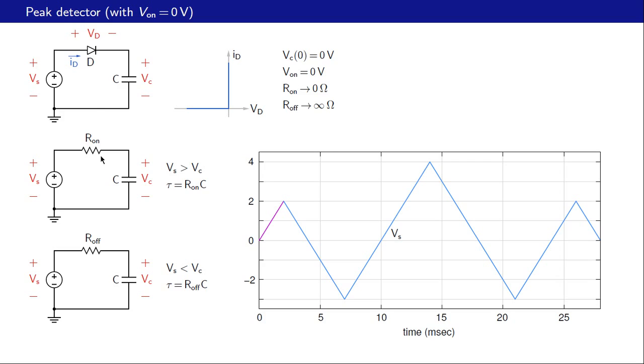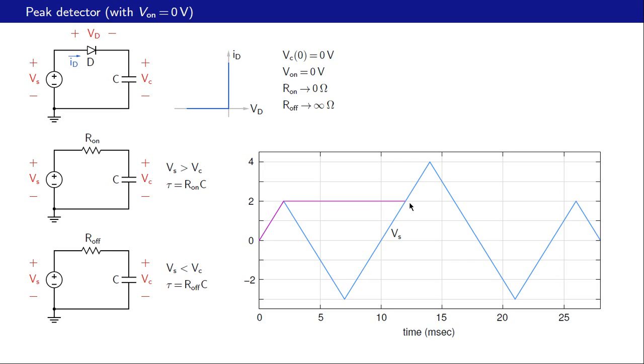The diode is replaced by resistance R off, which is very large, ideally infinite. And if the current is 0, then the capacitor voltage cannot change. So the capacitor voltage becomes constant at 2 volts, like that. And that continues right up to this point, because throughout this interval, the P end of the diode is lower than the N end, which is at 2 volts.